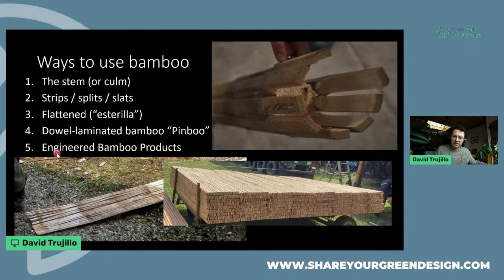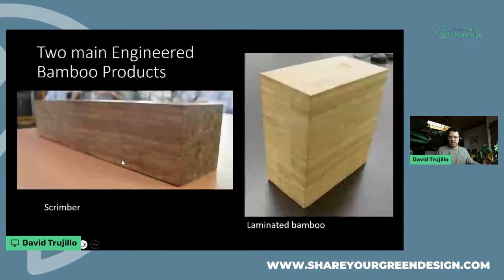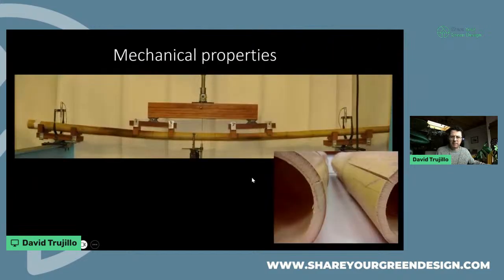And then you can also generate something called engineered bamboo products, which we'll also talk about briefly. There are two main engineered bamboo products. They're not the only ones, and there are people developing other technologies all the time. But these are the two main ones at the moment. One of them is called scrimber, and the other one is called laminated bamboo. The way they're made is slightly different.